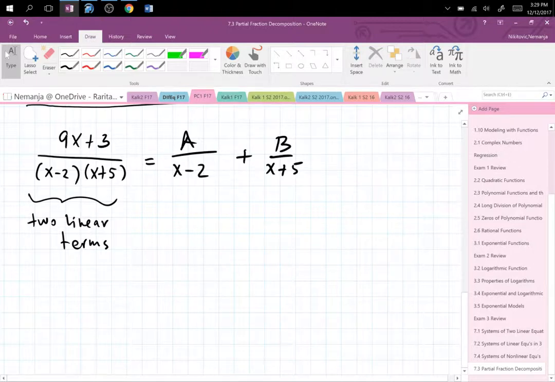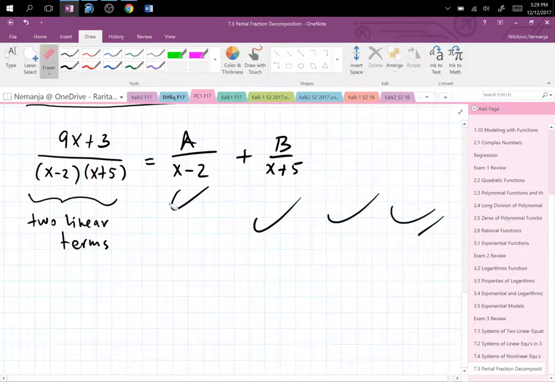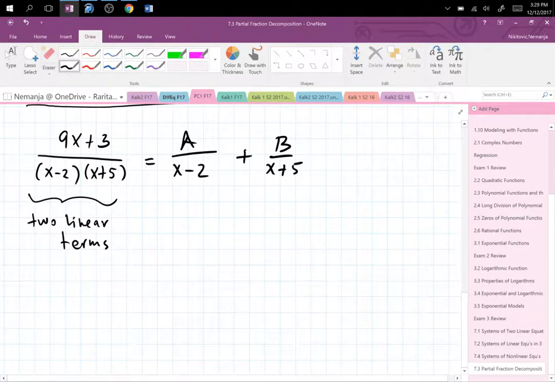Why do we have two parts? Because we have two of these factors here. You can have 7, in which case you will have 7 over here. That's what we'll see later. Well, not with 7, but... So now, how do we solve this?